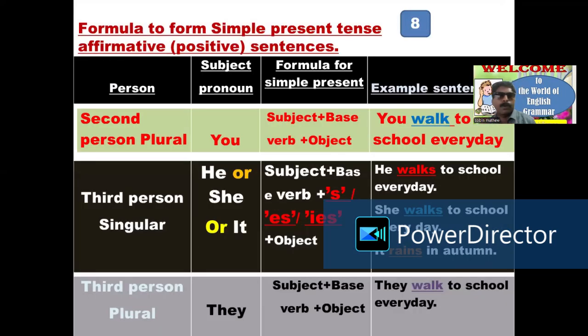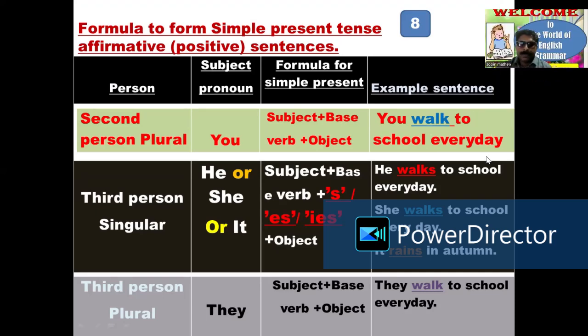Next, we have second person plural. Second person plural is you. Second person singular and plural are both you. To form simple present tense, we use subject plus base verb plus object. For example, you walk to school every day. You is the subject here, second person plural. Walk is the base form. To school every day is the object of the sentence.